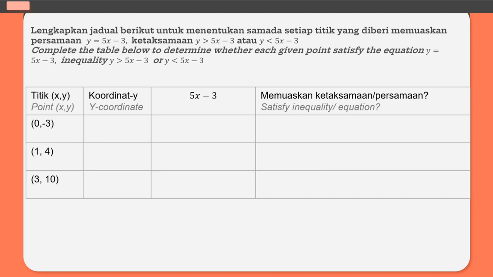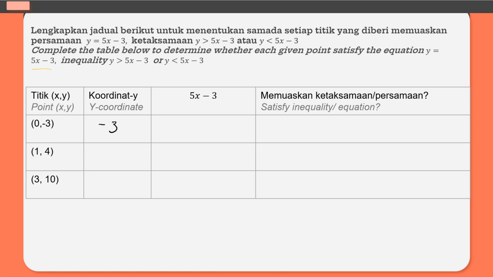So we look at the example here. Complete the table below to determine whether each given point satisfies the equation y equals 5x minus 3, inequality y greater than 5x minus 3, or y less than 5x minus 3. So these are the table. Okay, the first point we look at here, we have the point (0, negative 3). What is the y coordinate? So the y coordinate is negative 3, according to the point.